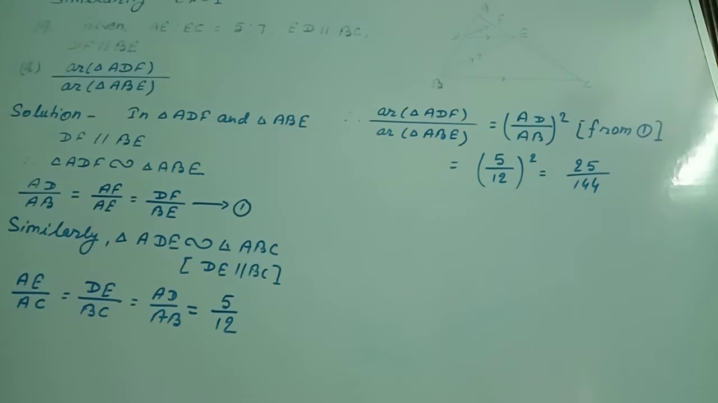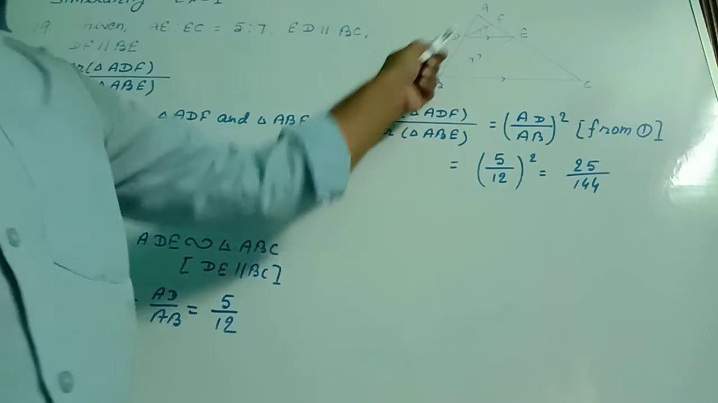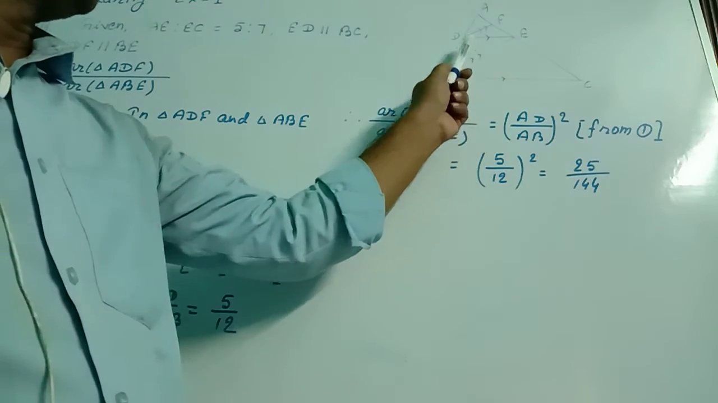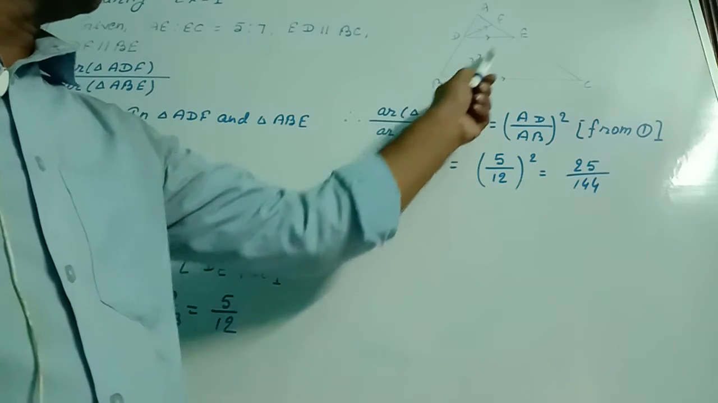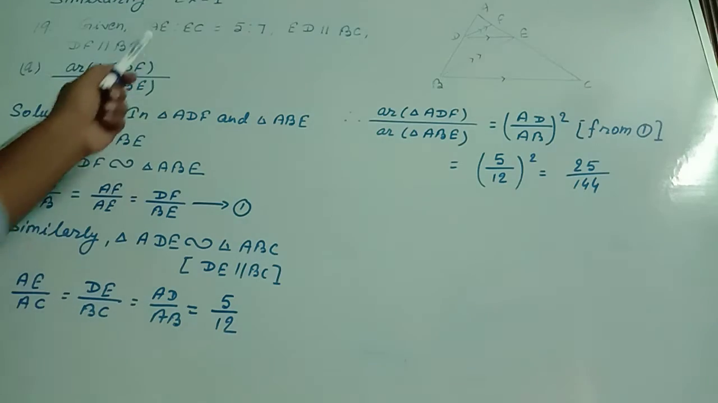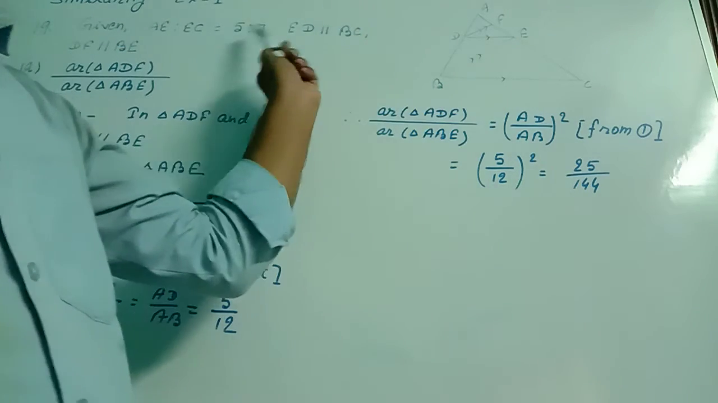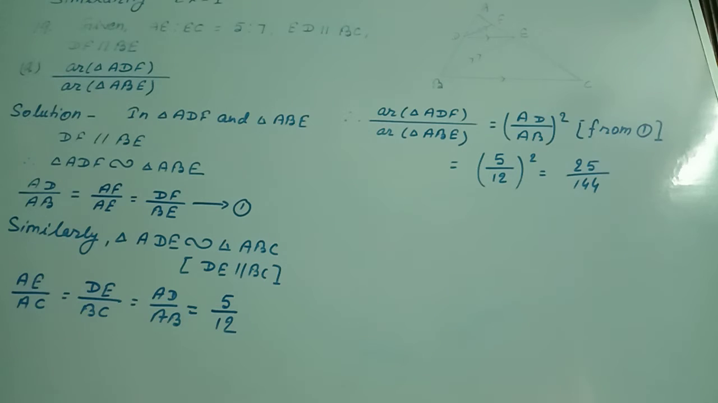In question number 19, figure is given triangle ABC in which DE is parallel to BC and DF is parallel to BE. This ratio is given, AE is to AC, that is 5:7. And we are asked to find area of triangle ADF by area of triangle ABE. So first of all, I proved these two triangles are similar because DF is parallel to BE. So from basic proportionality theorem, ADF is similar to ABE.